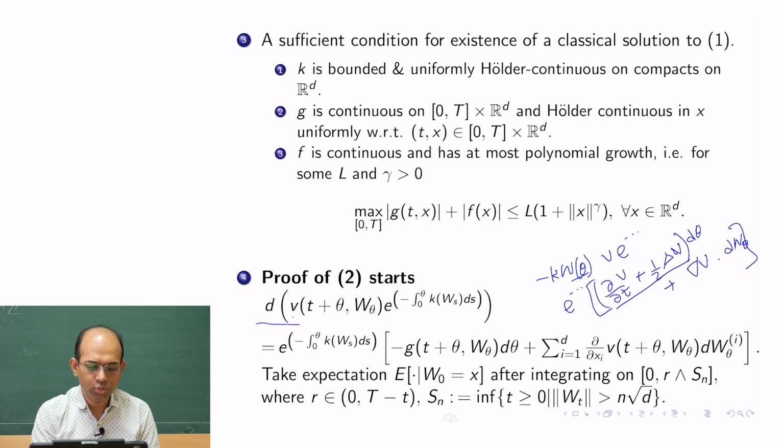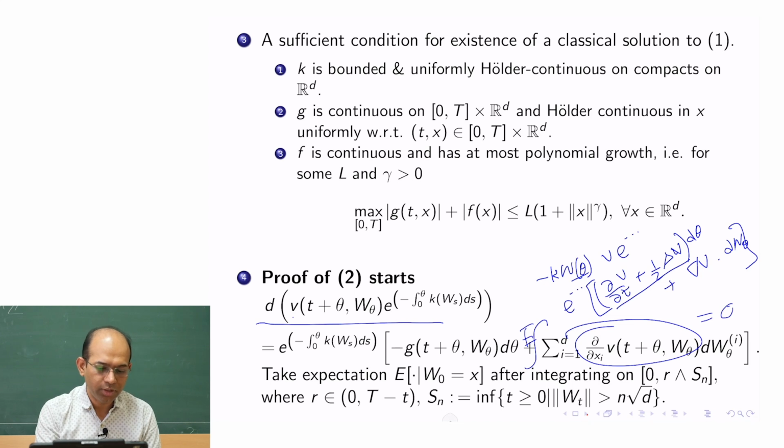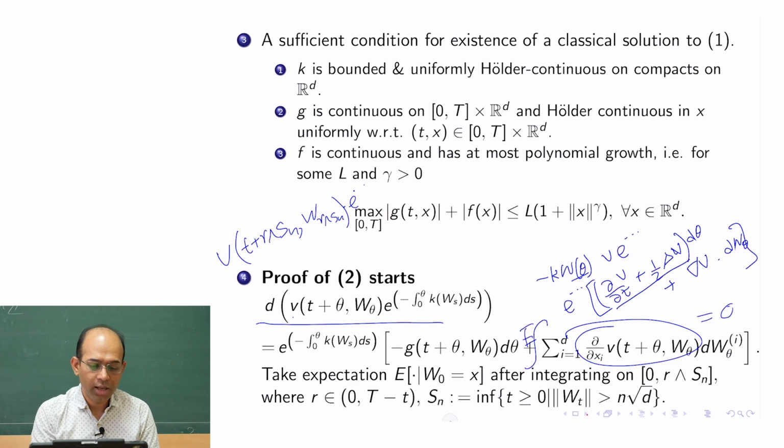Two terms come from the left hand side, and this part becomes 0 after integration and then taking expectation. So from here the one term would be v of t plus r minimum Sn, w of r minimum Sn, times e to the power of, here also for theta you write r minimum Sn, and then subtracted with v of t plus, instead of theta you write 0, that means t, or just v of t comma x. Why? Because w0 is equal to x.